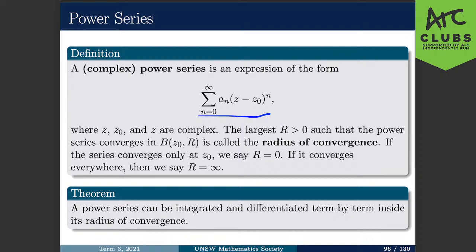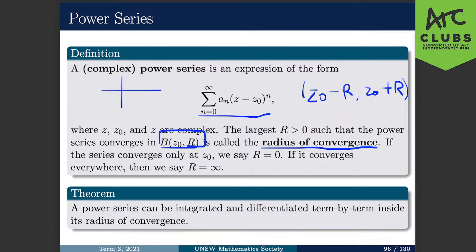So we have a radius of convergence, which just like in the real case, we're talking about the largest r that's positive, such that this thing here converges in the ball. So I guess like in the real case, we'll be looking at whether it converges in some sort of interval, like maybe z0 minus r, z0 plus r. So we have like this radius of convergence. But of course, in the complex case, we don't just have like a positive and negative direction. We have like infinitely many directions. So we're talking about convergence in this ball.